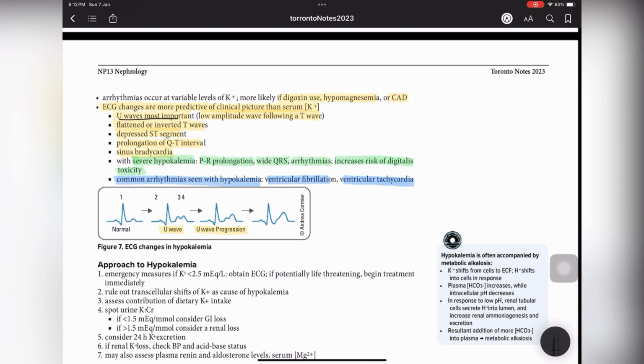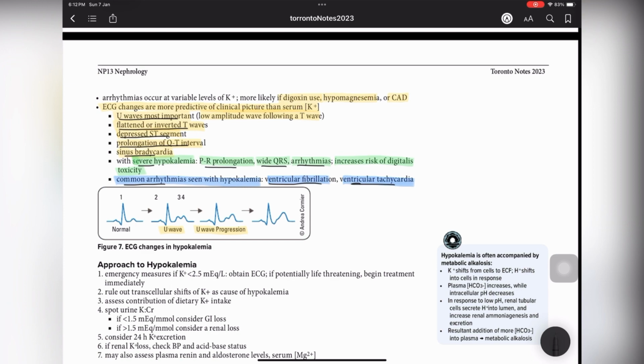Alright, let's repeat. We see the U wave most important, we see ST depression, we see T wave inversion, prolonged QT interval, sinus bradycardia, and in severe cases PR prolongation, wide QRS, arrhythmias, and the risk increases with digitalis. There's ventricular fibrillation and ventricular tachycardia. Okay, more common types of arrhythmias.